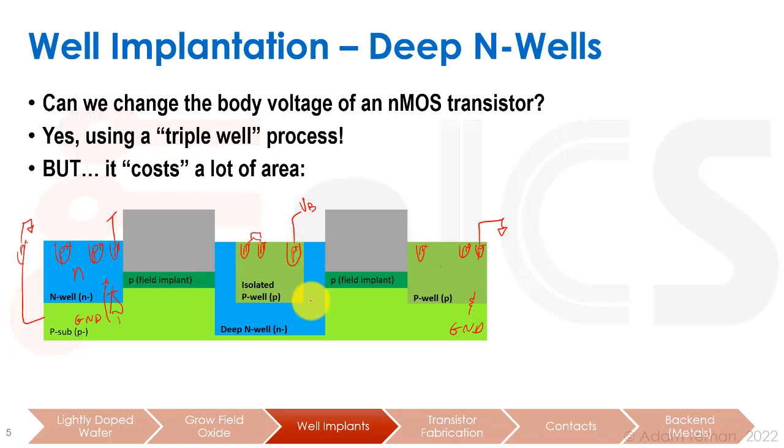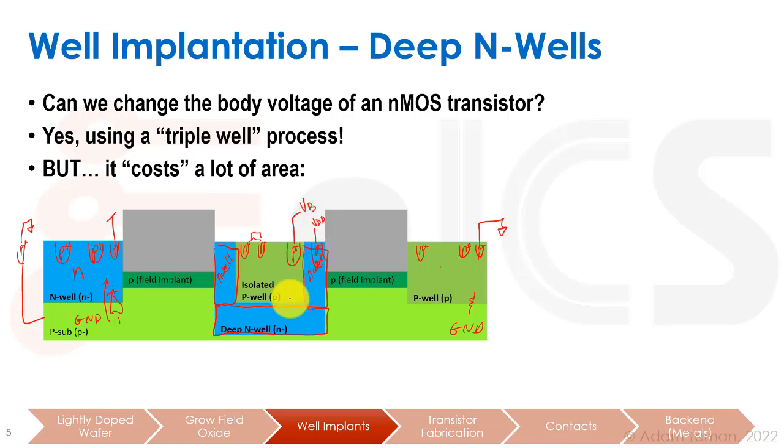So what we do is we put a deep N well over here. So we put N type material really down here at this level. This is our deep N well. And then we make regular N wells over here. This is our regular N well, which is exactly the same as we have over on this side. And now we can put N plus over here and put this at VDD.